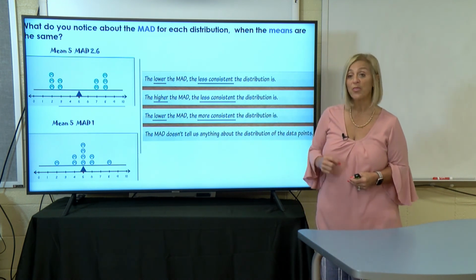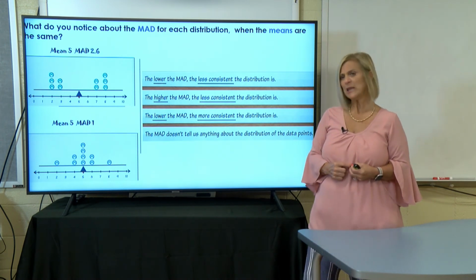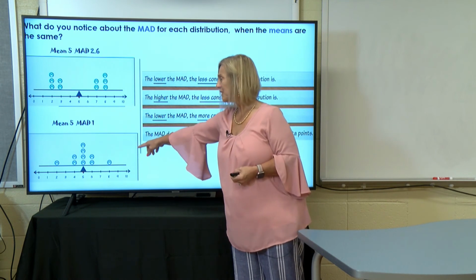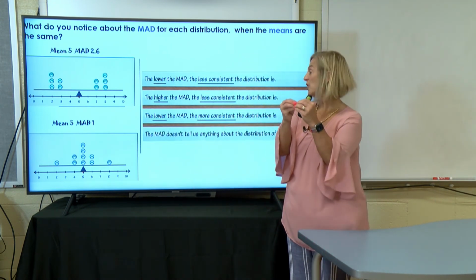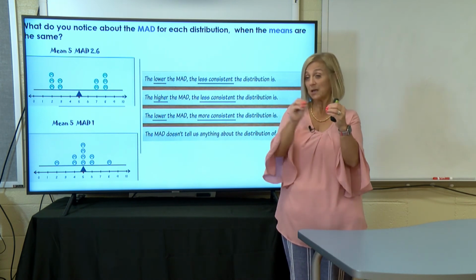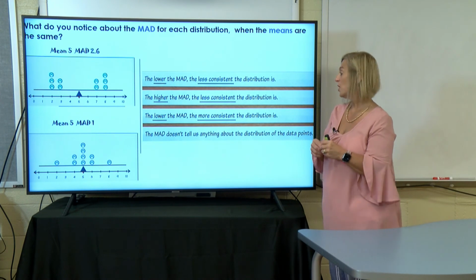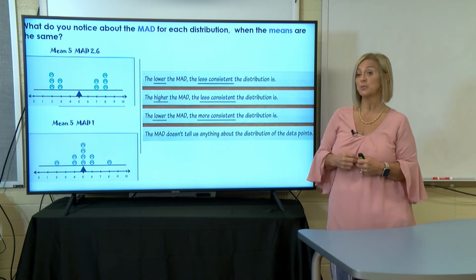The lower the MAD, the more consistent. I think we saw that a minute ago, right? If we look back over here to the sliders, we see that their data points are close together. So they're more consistent and concentrated around the mean. So I think that's a good answer too. The lower the MAD, the more consistent the distribution.